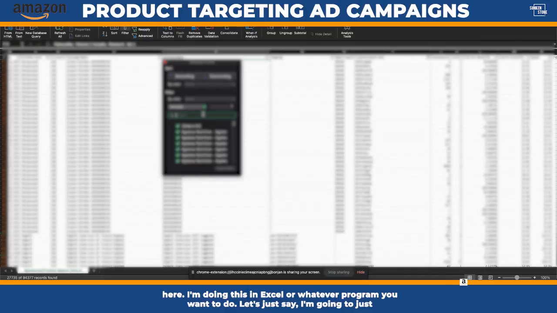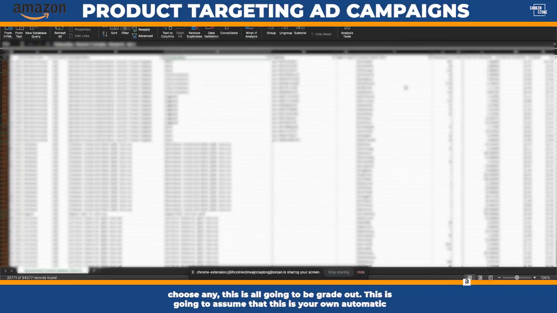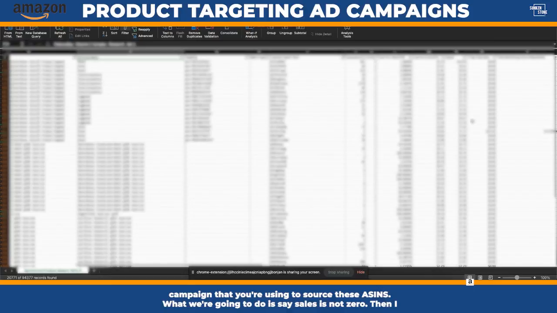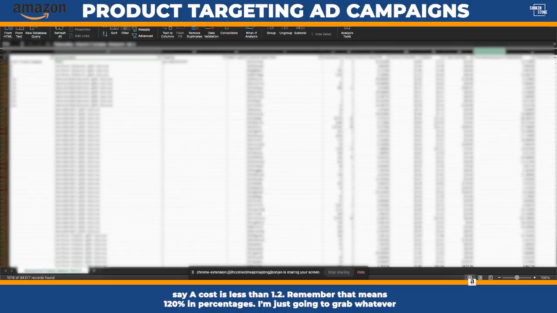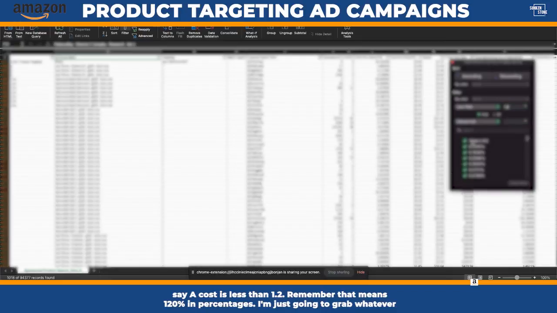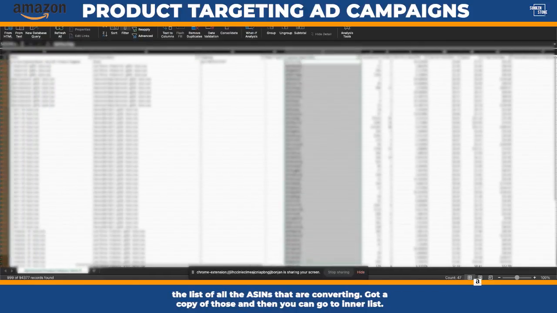So let's just say I'm going to just choose any. This is all going to be grayed out. So this is going to assume that this is your own automatic campaign that you're using to source these ASINs. So what we're going to do is say sales is not 0. And then I say ACOS is less than 1.2. Remember that means 120% in percentages. So I'm just going to grab whatever the list of all the ASINs that are converting. I'm going to copy those.